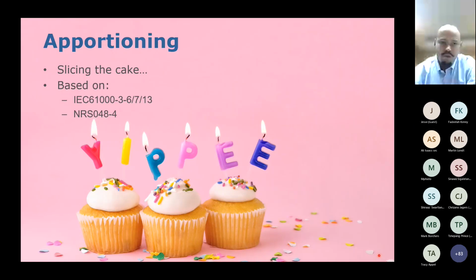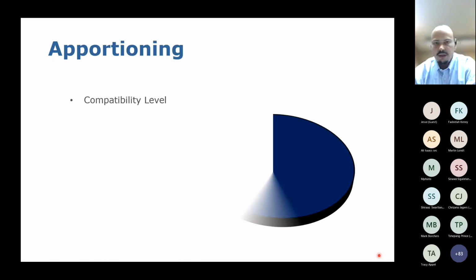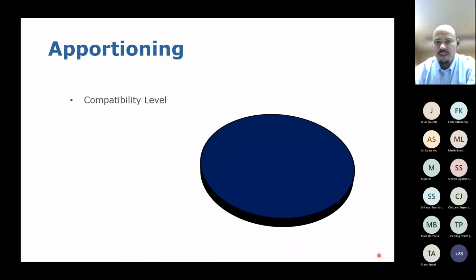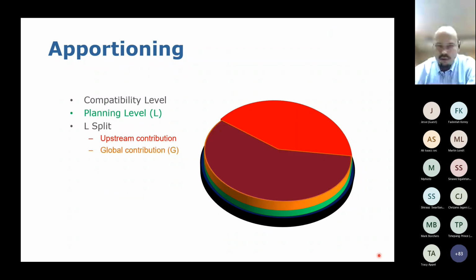But just very quickly, apportioning would be basically slicing the cake. So compatibility level, that is what NRS 048.2 tells us what the network should be at. Then there should be a planning level, which is slightly less. That's what you aim for, so that there's a little bit of fat left in case something happens. This gets split between, and in a distributor network, typically you would have an upstream network of a transformer and then a downstream network. So you have what comes from Eskom side and what comes from your customer's side.